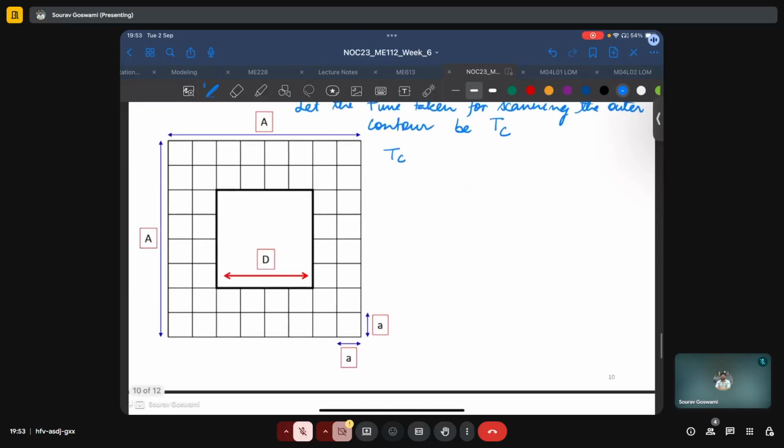What is TC? TC in this case is just the bold line corresponding to this square, which I am now highlighting in green. This time is simply proportional to 4 times capital D, but capital D is again related to small d as 1, 2, 3, 4, 4a. So TC is proportional to 4 into 4a, or 16a.